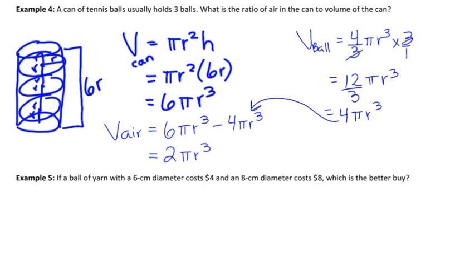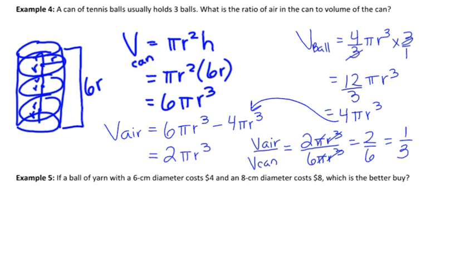So now the question says, we have the volume of the can, we have the volume of the air. It says, what is the ratio of air in the can to the volume of the can? So air over can, volume of air over volume of the can. Volume of the air was 2 pi r cubed. Volume of the can was 6 pi r cubed. Any like term would cancel, simplifying 2 over 6 even farther to 1 over 3. So the ratio of volume of air to can is 1 to 3, or 1/3. 1/3 of the can is filled with air.